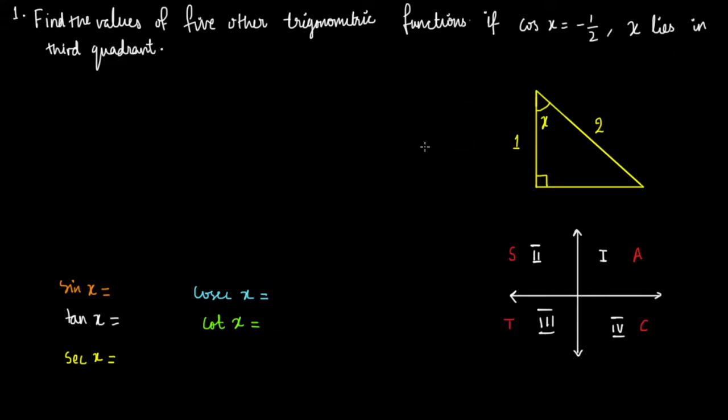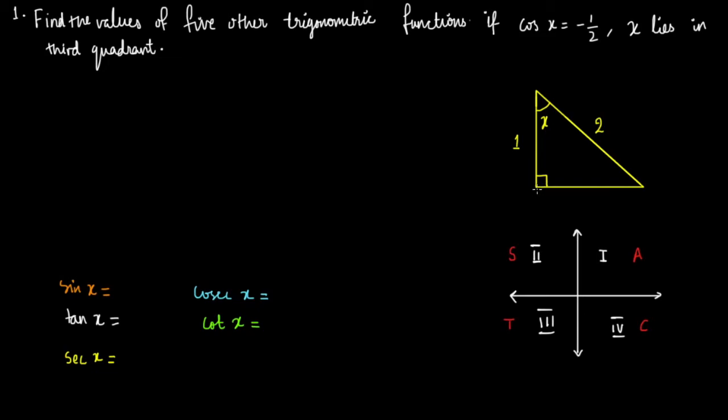Before doing anything, let's get our triangle up. So cosine x equals minus half. Just forget about the sign now. We'll see in a minute why the sign matters, but just for the purpose of understanding, we have a triangle whose adjacent side, so there is an angle x and its adjacent side is 1 and the hypotenuse is 2 by the definition of cosine x.